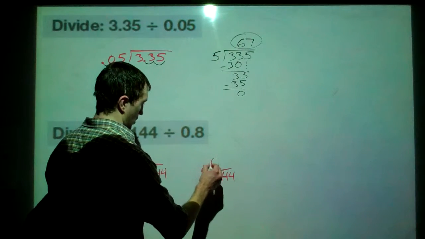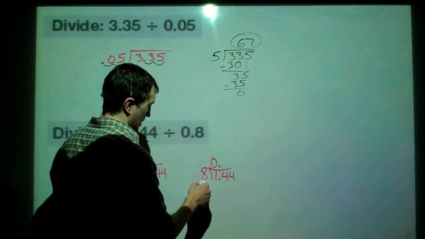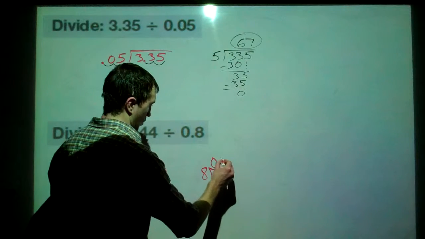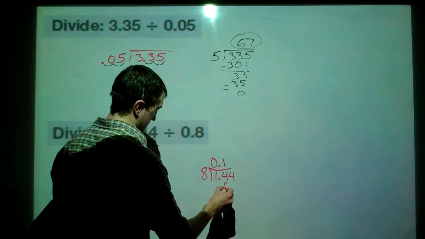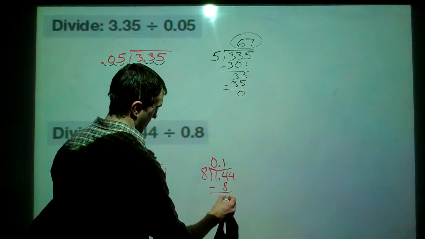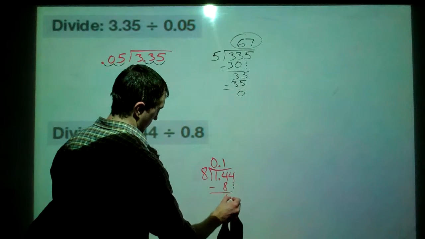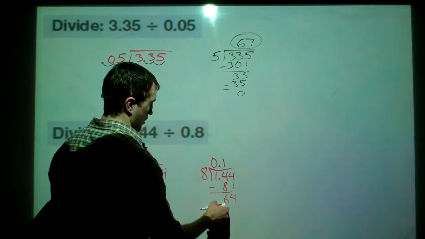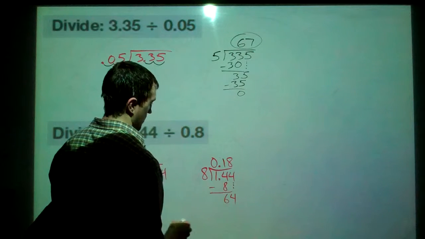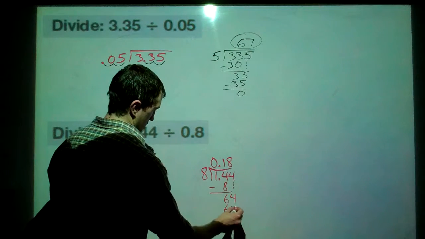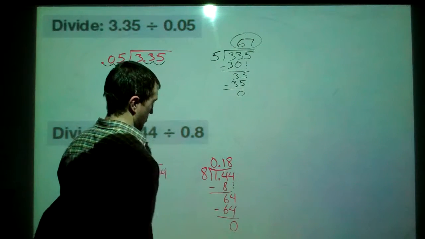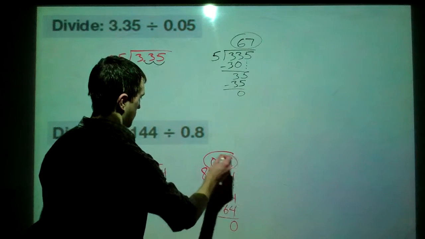8 does not go into 1, and we bring our decimal point up, but 8 does go into 14 once. 1 times 8 is 8. 14 minus 8 is 6. Drop that 4 down, we get 64. 8 goes into 64 8 times evenly. 8 times 8 is 64. And remainder of 0, so the answer is 0.18.